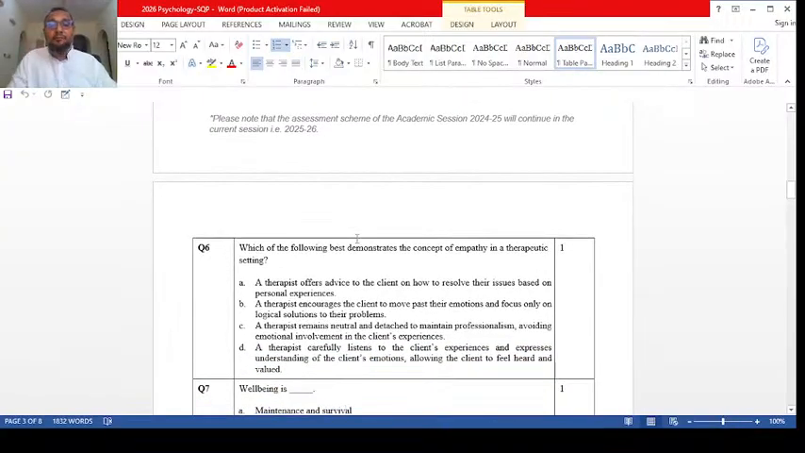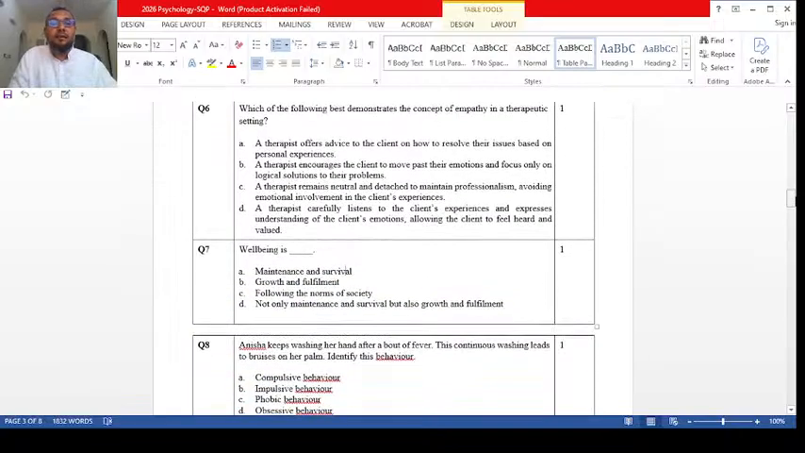Which of the following best demonstrates the concept of empathy in a therapeutic setting? Option A, the therapist offers advice to the client on how to resolve their issues based on personal experiences. See, empathy is feeling the pain from the point of the client. When you feel the pain of the client from his or her own point of view, that is empathy. Now, option A is wrong.